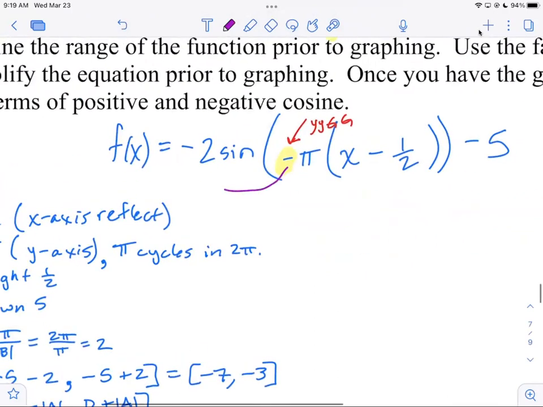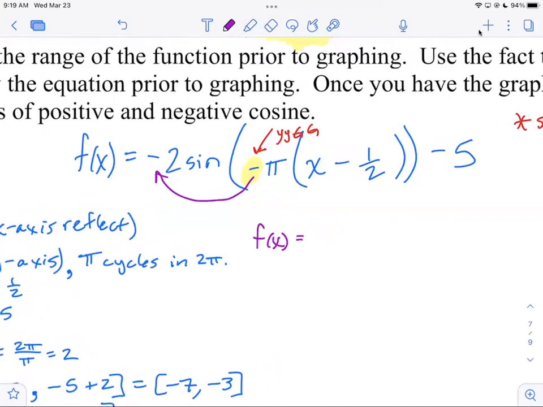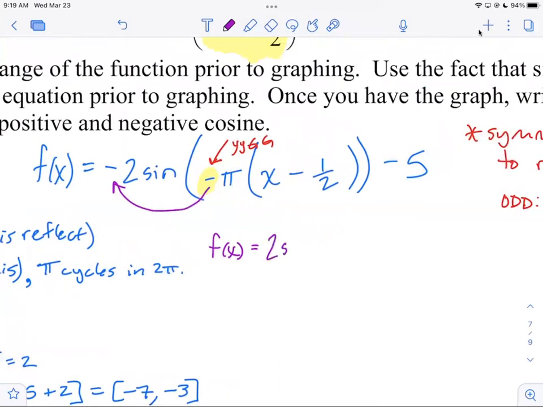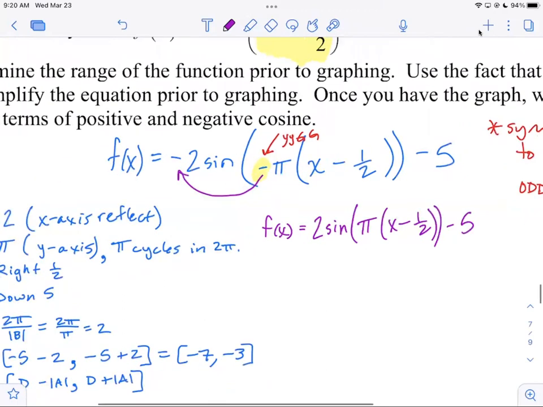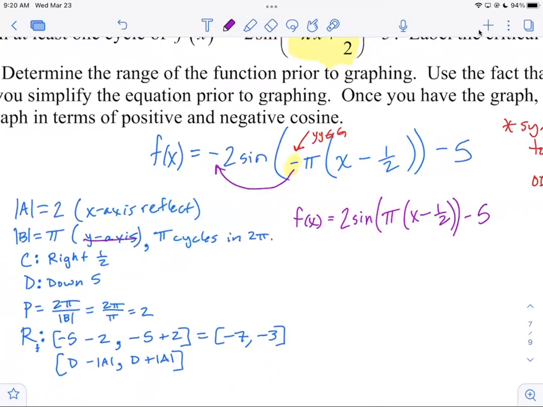If I pull this negative out front, I get f of x equals, well, holy moly smokers, there's already a negative there. Guess what a negative times a negative is? A positive. So, wow, we don't even need to flip it anymore. So now we get pi times x minus a half, close, minus 5. All right. So we don't have to do either of those reflections anymore.